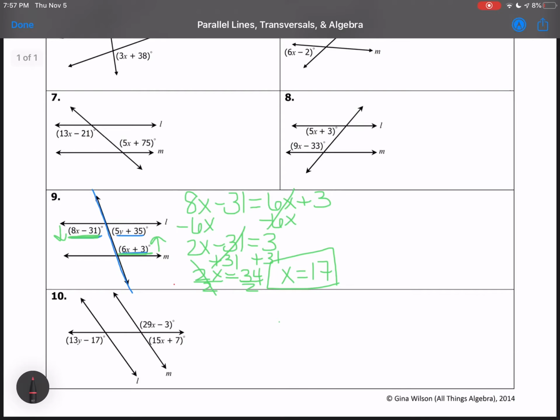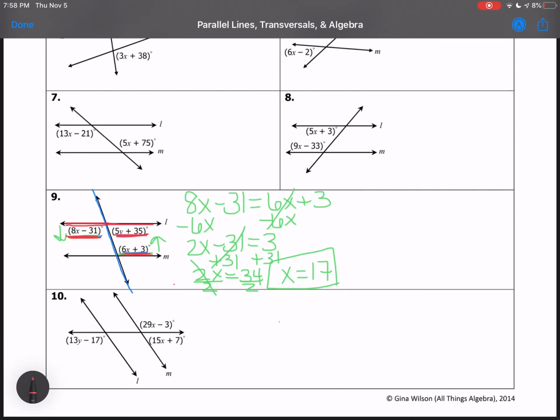Now I need to go and solve for y. So I have 5y plus 35 is this angle here. So I need to figure out an angle relationship with either 8x minus 31 or 6x plus 3. So the 8x minus 31 and the 5y plus 35 are going to lie on the same line here. So we know those are going to be a linear pair. And linear pairs are going to add up to 180 degrees. So we know these two angles here are going to add up to 180 degrees.